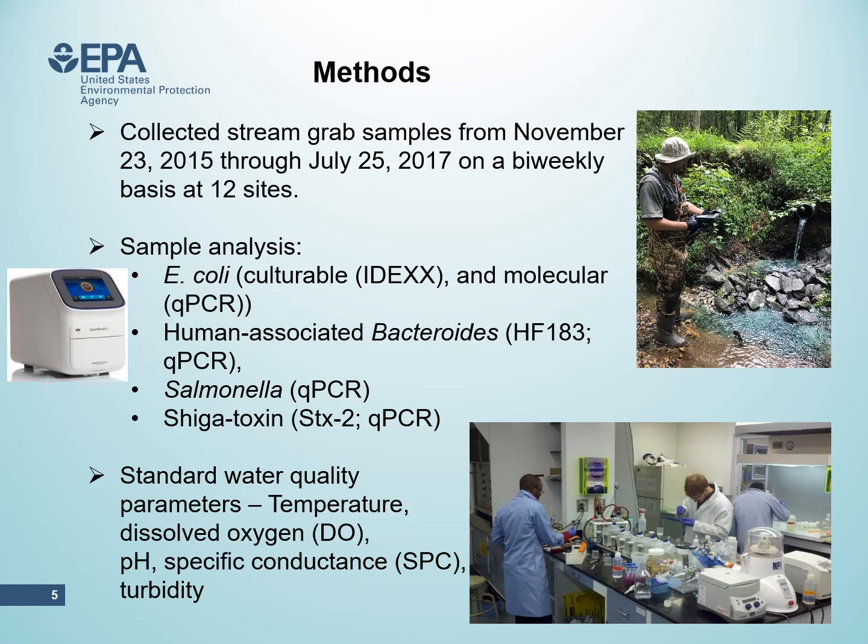Shiga-toxin is found in organisms such as E. coli, but the enterohemorrhagic E. coli. In addition to the microbial contaminants, we performed standard water quality parameter analysis. We measured temperature, dissolved oxygen, pH, specific conductance and turbidity.